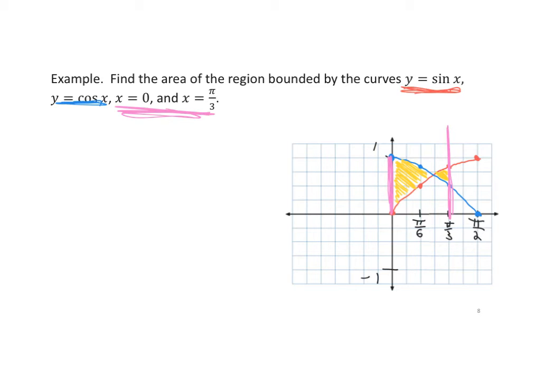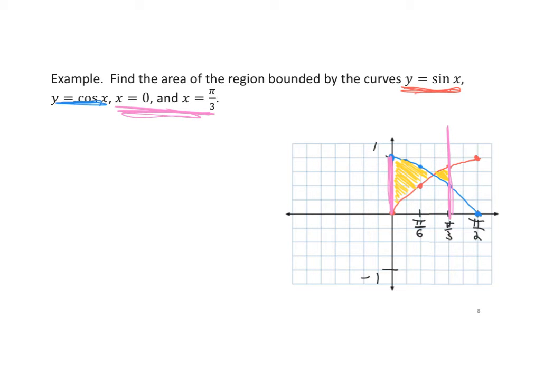And so you might notice that there's a place where the roles of cosine and sine are switched. From 0 to some number I have to figure out, cosine of x is the top function and sine x is the bottom function. And then after that, sine is the top function, cosine is the bottom function. So the key thing is, what is this number?